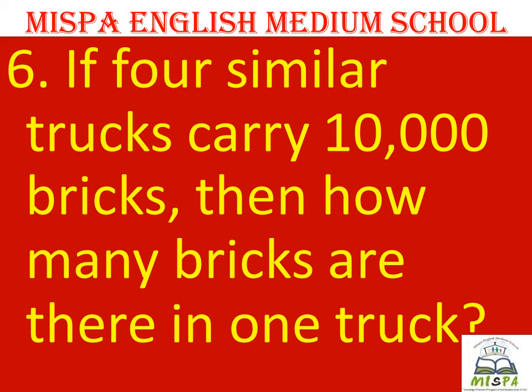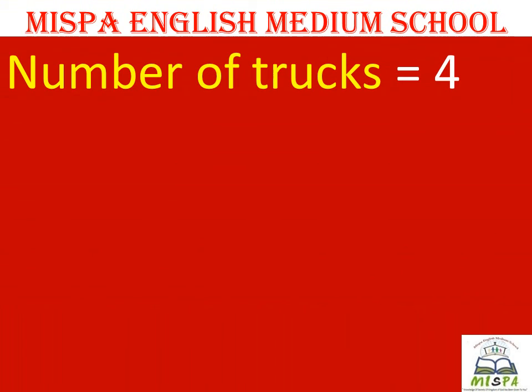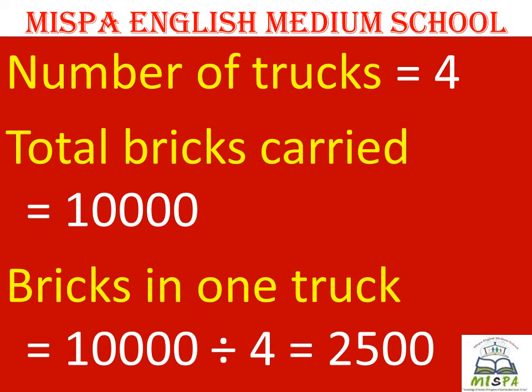Question number 6. If 4 similar trucks carry 10,000 bricks, then how many bricks are there in one truck? Number of trucks is equal to 4. Total bricks carried is equal to 10,000. Bricks in one truck, that is equal to 10,000 divided by 4 is equal to 2500. So the answer is 2500.